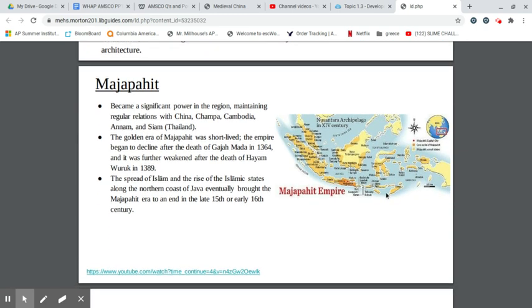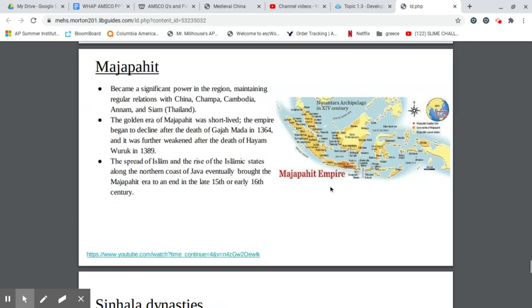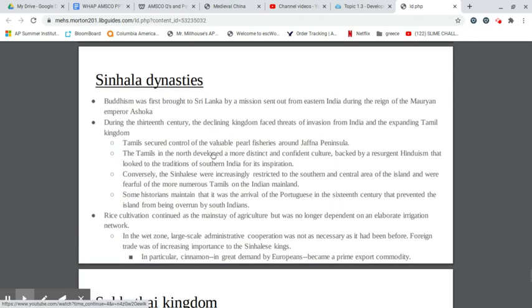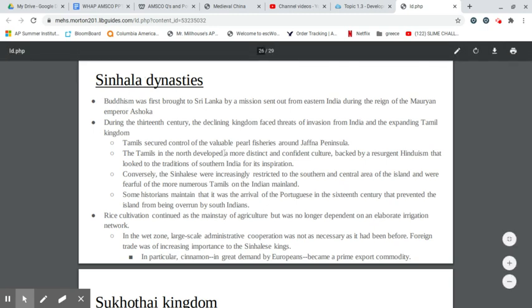Majapahit is also a significant power in this region. It's here in Southeast Asia and all these islands, the Spice Islands. The spread of Islam and the rise of the Islamic states eventually brought the Majapahit era to an end in the late 1400s, about the time that the Age of Exploration is happening and the Europeans are awakening and all that good stuff. You also had the Sinhala dynasties, where Buddhism was brought first. I don't necessarily expect you to remember Sinhala, just that it's a Buddhist stronghold in Southeast Asia. Rice cultivation continues as a mainstay of agriculture.